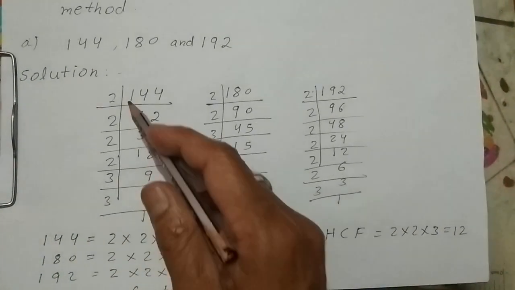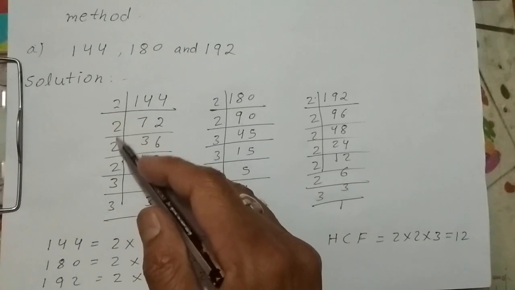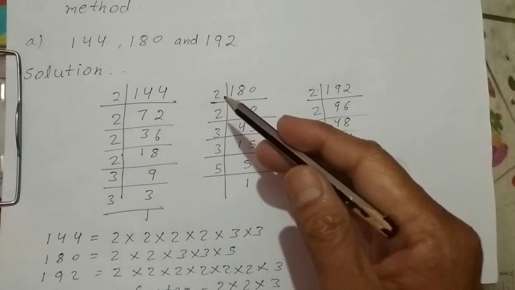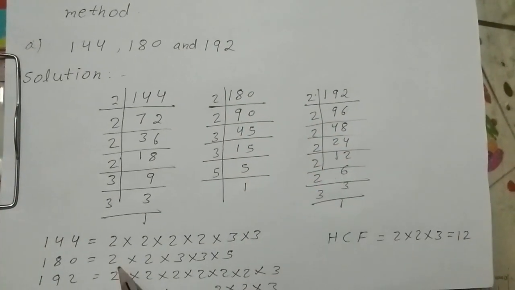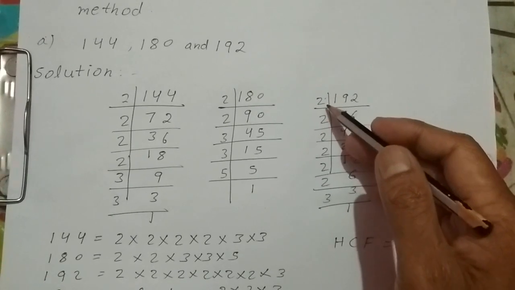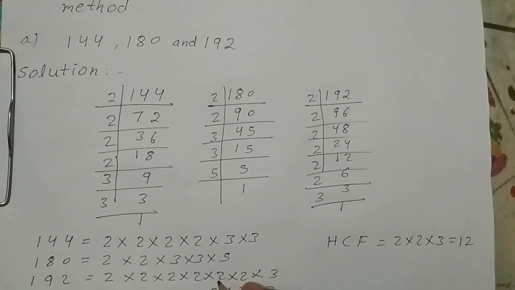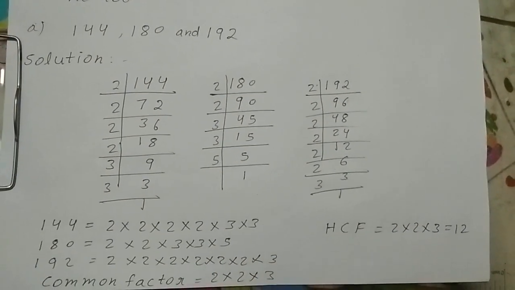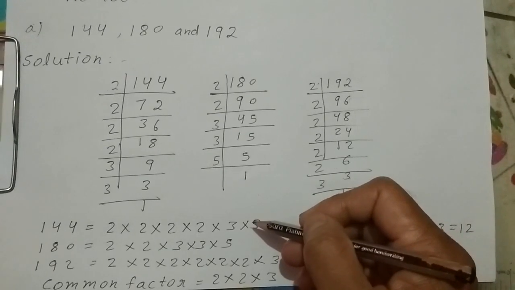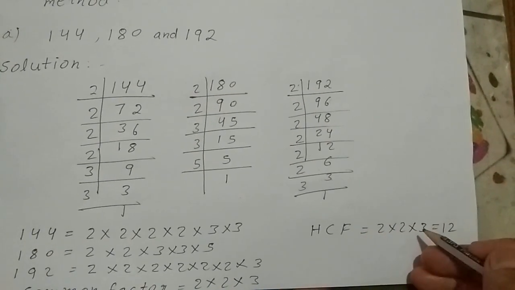Now 144 is 2 into 2 into 2 into 2, and 3 into 3. 180 is 2 times 2, 3 times 3, and 1 time 5. 192 is 2 six times and 3 one time. The common factors are 2, 2 and then 3. So the HCF is 2 into 2 into 3, which is 12.